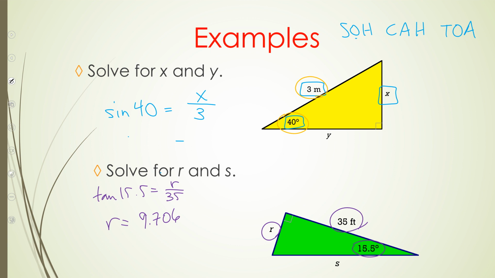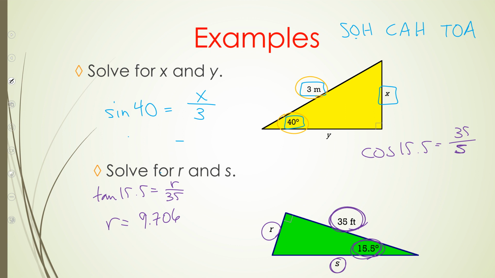Solving for S. Still have the angle. Still have the adjacent side. Now I need the hypotenuse. Which function uses adjacent and hypotenuse? Cosine. Cosine of 15.5 is equal to 35 over S. This is going to cause some problems for people.